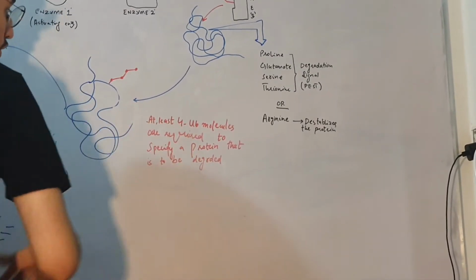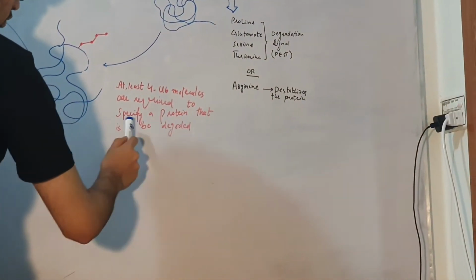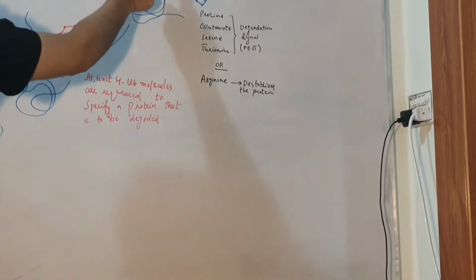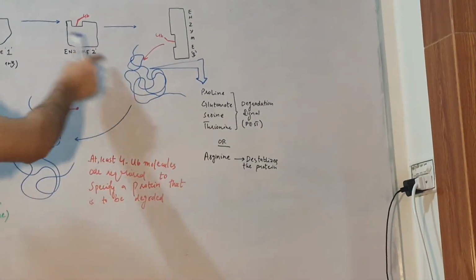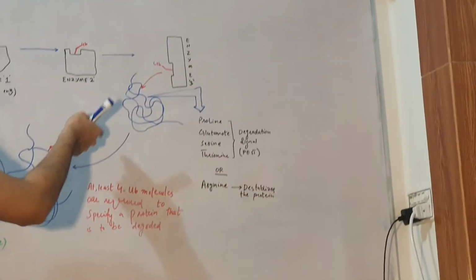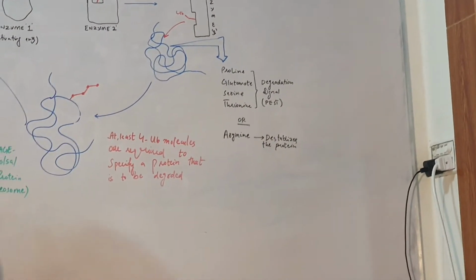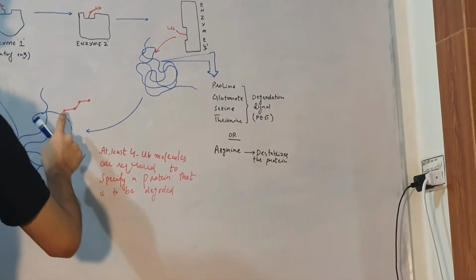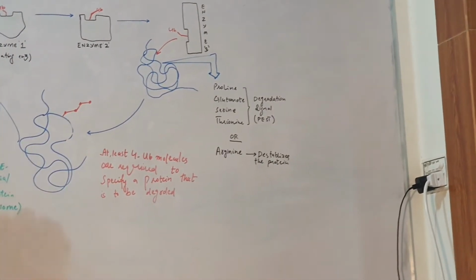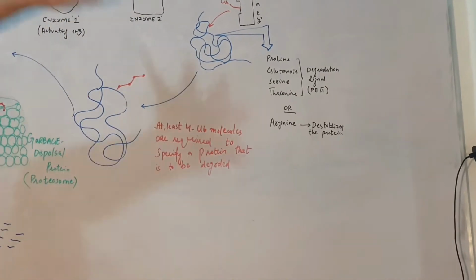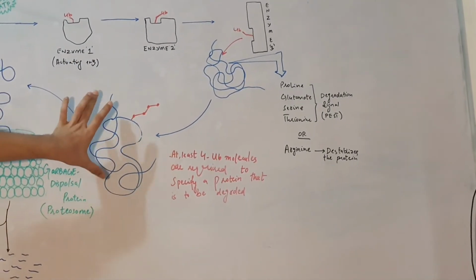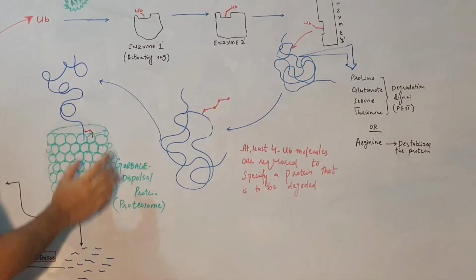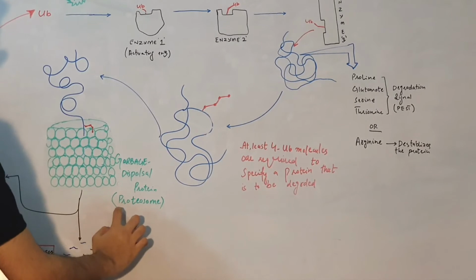Now at least 4 ubiquitin molecules are required to specify a protein that is to be degraded. After the attachment of one ubiquitin molecule, this step will repeat, attaching a second ubiquitin molecule, and again until the 4 ubiquitin molecules are attached to that protein. After this ubiquitination, this protein is then moved to the protein structure called the proteasome.